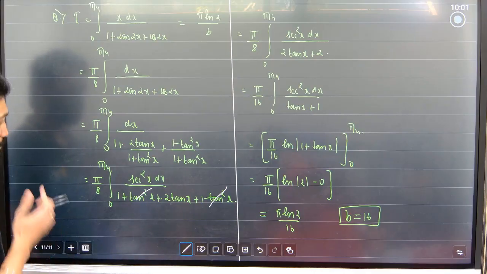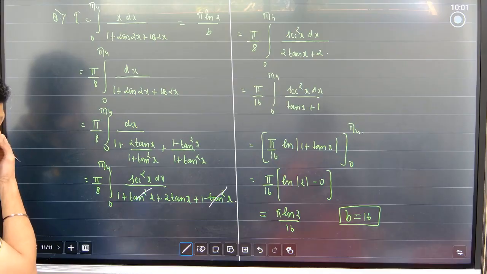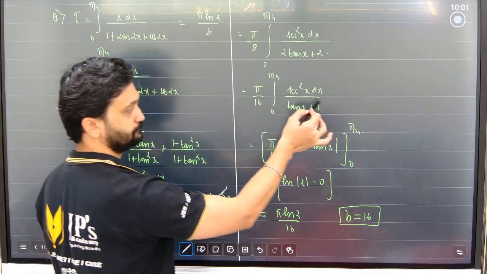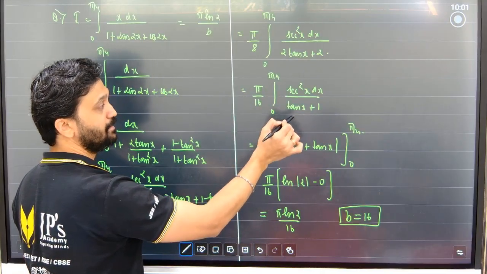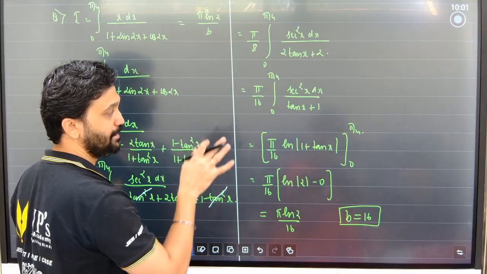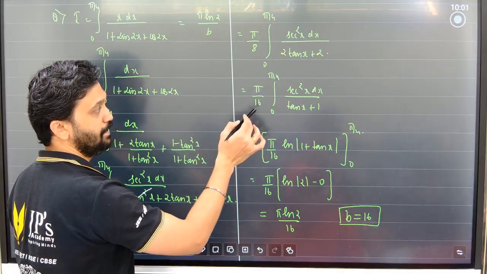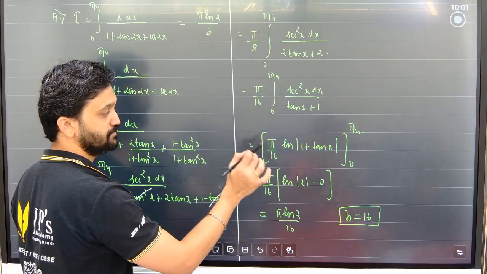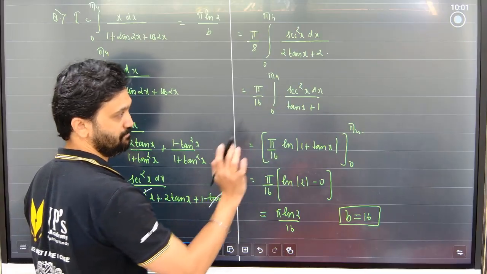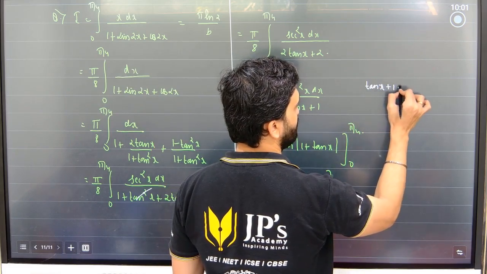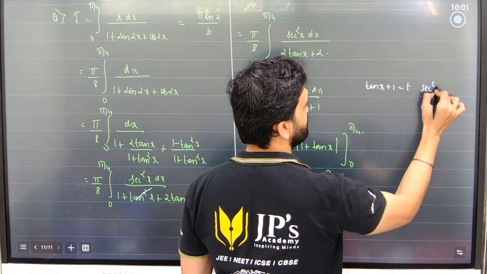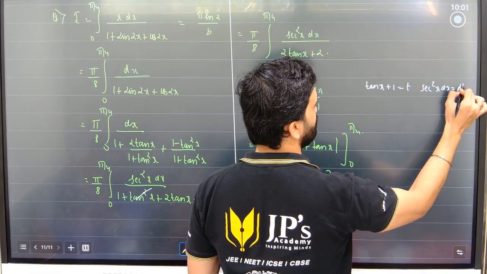Now, one mistake has happened here. Let me show it to you. What is the mistake here? If you do it with t, I'll take tan x as t. We have not changed anything; according to me, I have not changed the limits, I will still get the same answer. Let me show this to you. I will take tan x plus 1 as t. So I'll get sec square x dx is equal to dt.